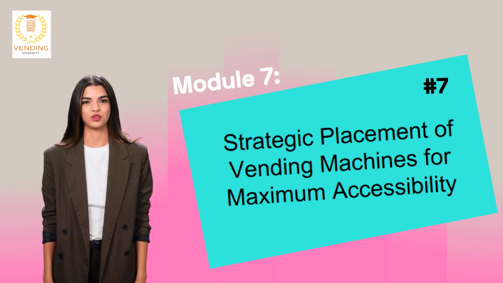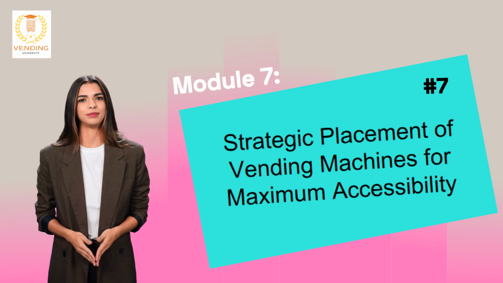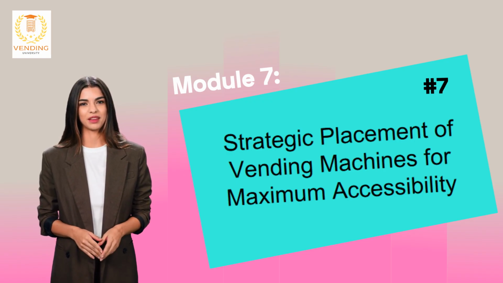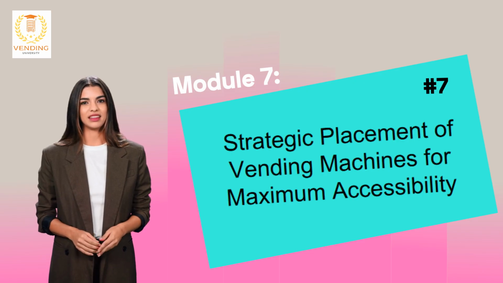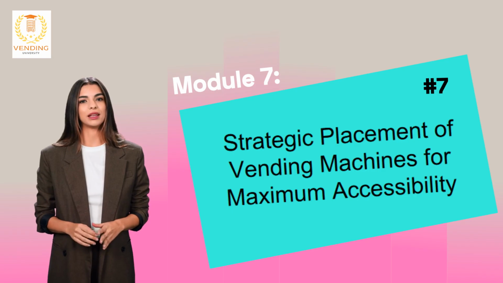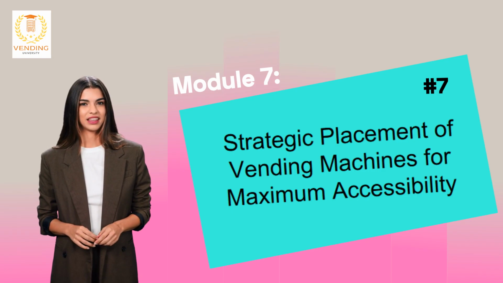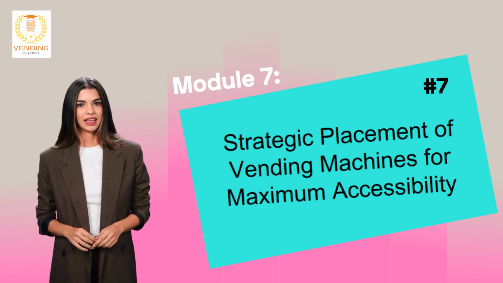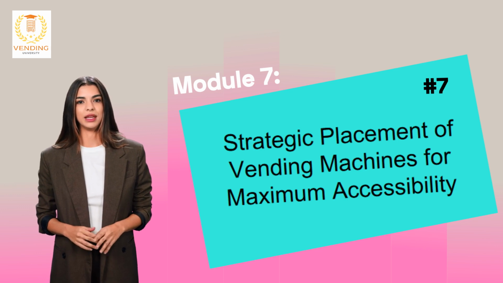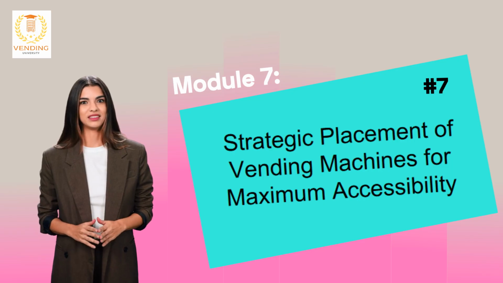Module 7. Strategic placement of vending machines for maximum accessibility. In this module, you will learn how the location and placement of vending machines significantly impact their accessibility and usability. Even the most thoughtfully designed vending machine can fail to serve all users effectively if it is placed in an area that is difficult to reach or navigate. Strategic placement ensures that vending machines are easy to find, approach, and use by people with diverse abilities.